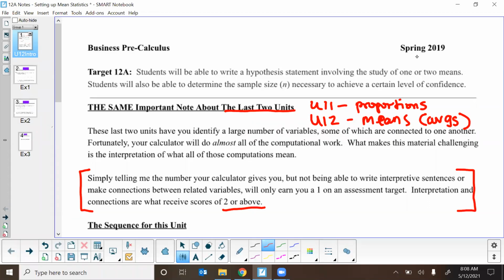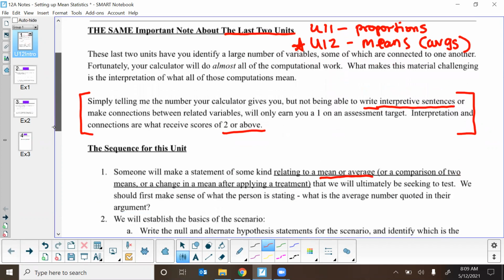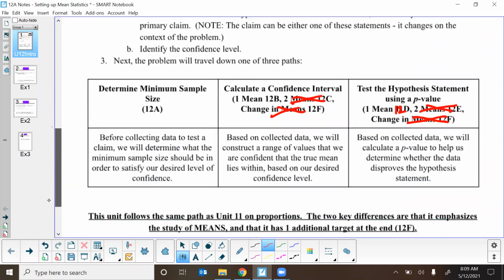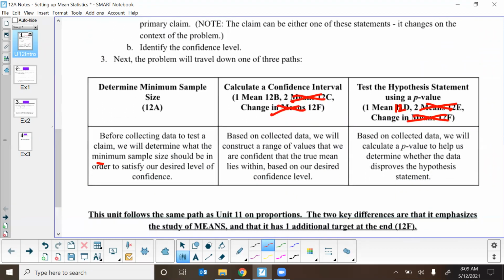Okay, so for Unit 12, it's just like Unit 11, except we're going to use different calculator functions, and we're going to talk about it a little bit differently because Unit 11 was about proportions and Unit 12 is about means, but a lot of the same things. So again, you're going to have to write interpretive sentences in order to make connections between related variables, but there's a lot that your calculator will do. So it has the same sequence as Unit 11, a different formula for minimum sample size, but same sequence again.